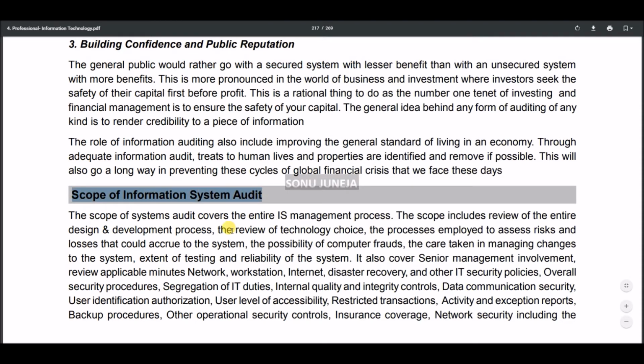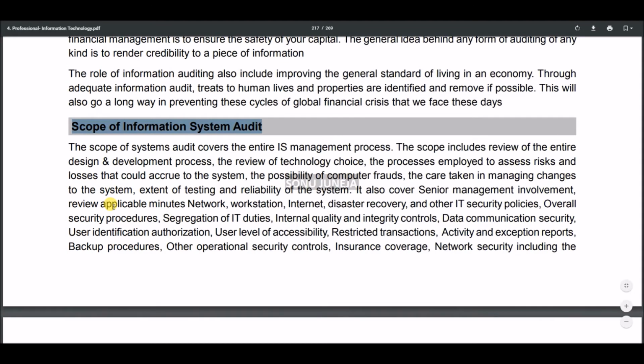Now, scope of information system audit, how wide is it? It covers the entire information system management process. The scope includes review of the entire design and development process, review of technology choice, the process employed, assessing the risk and losses that could accrue to the system, the possibility of computer frauds, managing changes to the system, existence of testing and reliability of the system. It also covers senior management involvement, review of applicable minutes, network, workstation, internet, disaster recovery and other IT security policies.